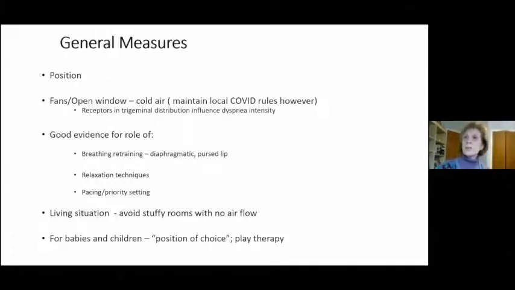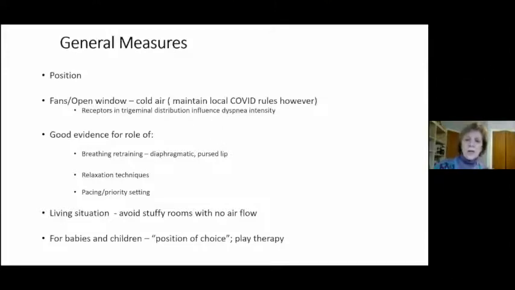And then general measures, position. Help the person get into position. So I'm leaning over on my desk. That can help. Fans and open windows. And again, with COVID, there are in some locations rules about not using fans, rather use open windows. Make sure you're following the rules. But pre-COVID, using fans and or an open window can be very helpful, because what happens is the airflow over the trigeminal nerve distribution in the face can reduce breathlessness intensity.